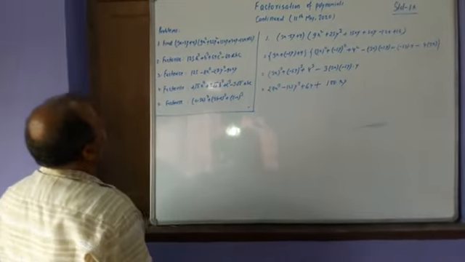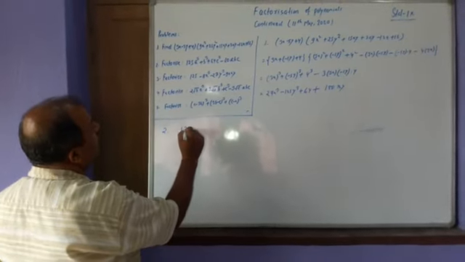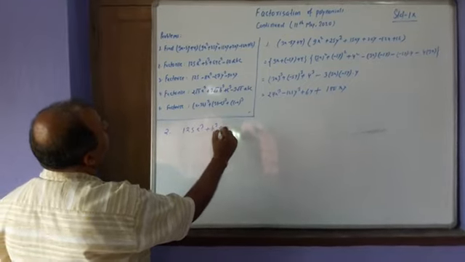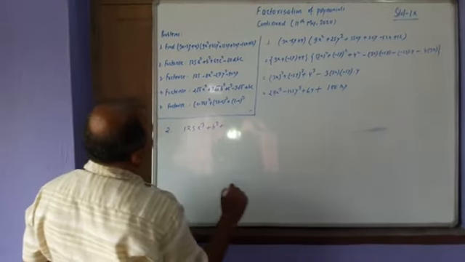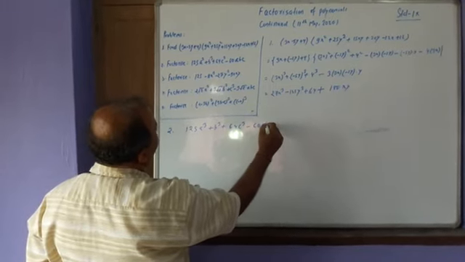In the next problem, we have to factorize 125a cube plus b cube plus 64c cube minus 60abc.